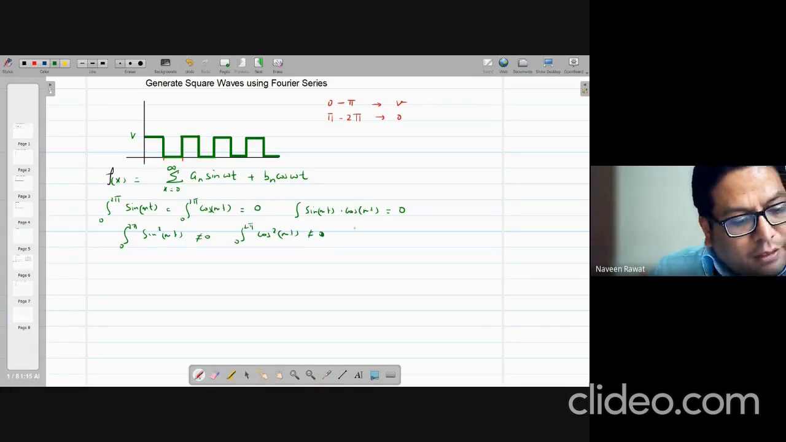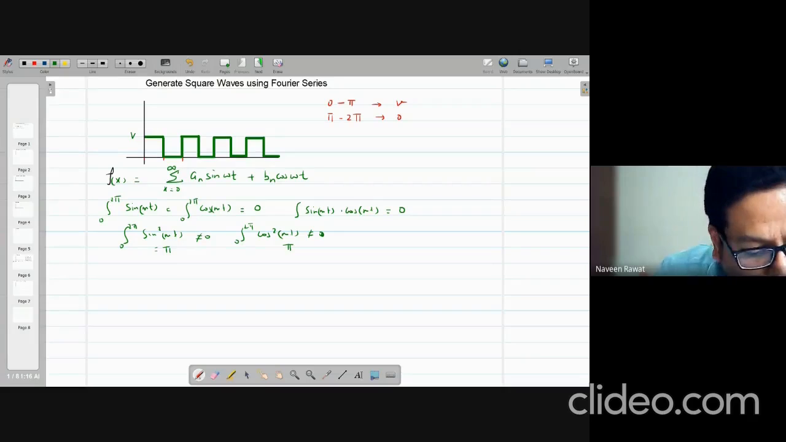And in fact, these things over a period, if you're going from 0 to 2 pi, will be basically 2 pi divided by 2, right? So the value actually will be 2 pi divided by 2, which is pi. Okay, so if it was 0 to a, the value would have been a by 2. Okay, so that is the typical thing that one has to remember when you are generating the coefficients for the Fourier series. Okay, so typically, let's say I want to generate these coefficients.